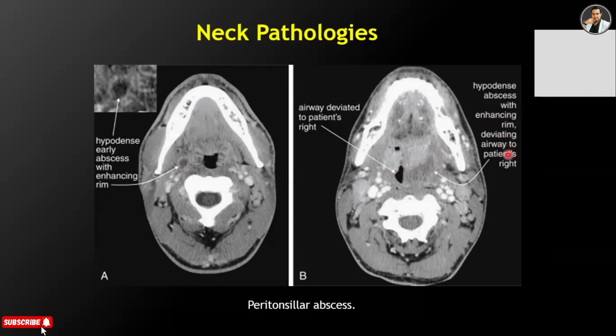Deviating airway to the patient's right. The abscess with enhancing rim means the contours are enhanced all around the abscess. And the deviating airway means the path of the patient's breathing has shifted to the right. So this is an example of the same.